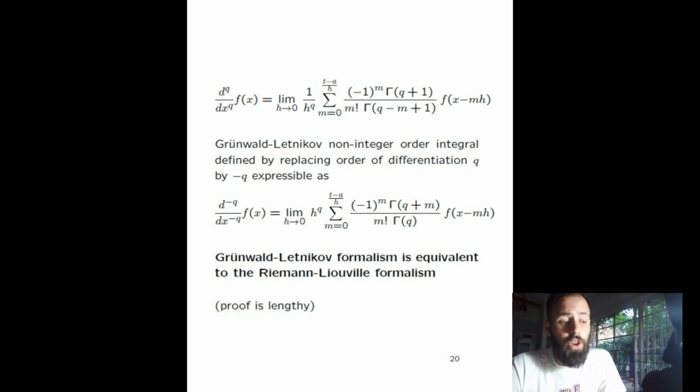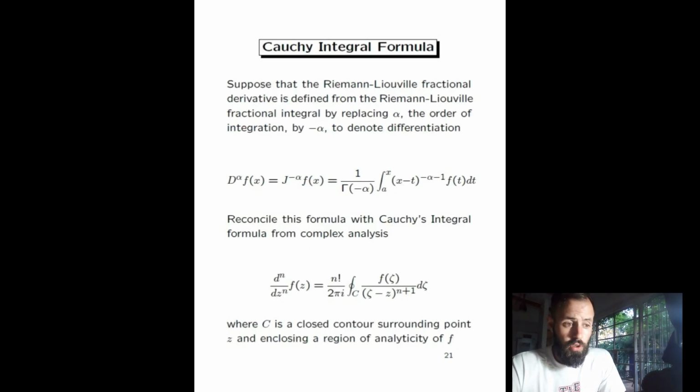Okay, and so we know that the Grunwald-Letnikov formalism is equivalent to the Riemann-Liouville formalism. Okay, it can be shown, but the proof is very long, so we're going to go on to our next topic. So we want to show something similar to what we just saw, and that is the connection between Cauchy's integral formula from complex analysis and our definition of the integral operator and derivative operator in the Riemann-Liouville sense.